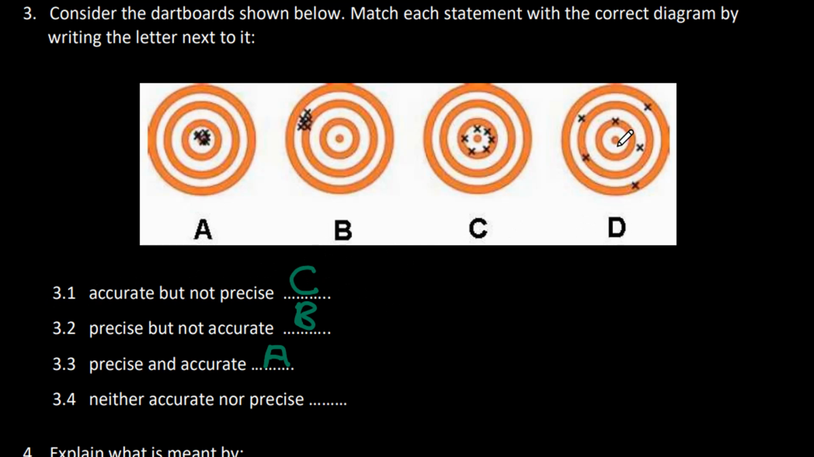Then in D, the dots are all far from the bullseye, so we know this measurement is not accurate. They are also spaced out. They are not close to each other, so it's not precise. So it's neither accurate nor precise. So 3.4 will be D.